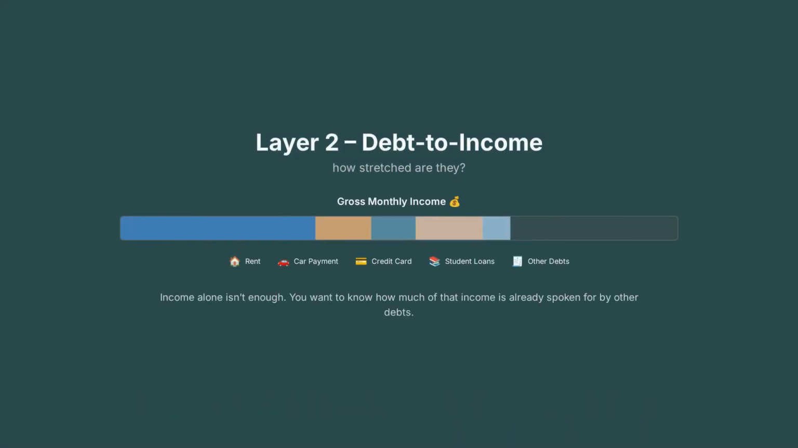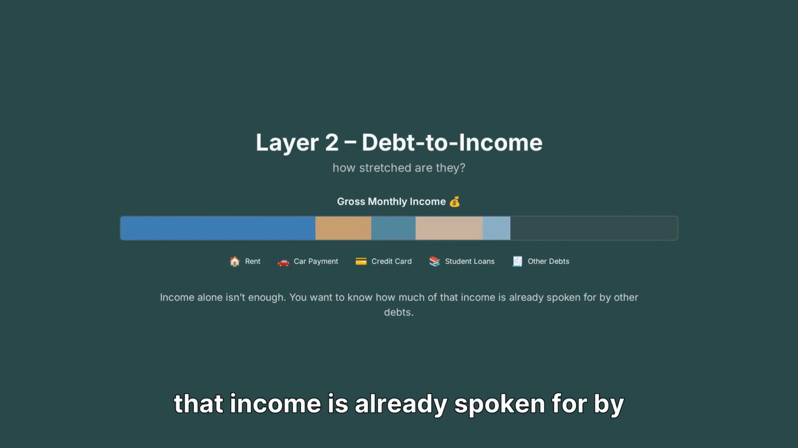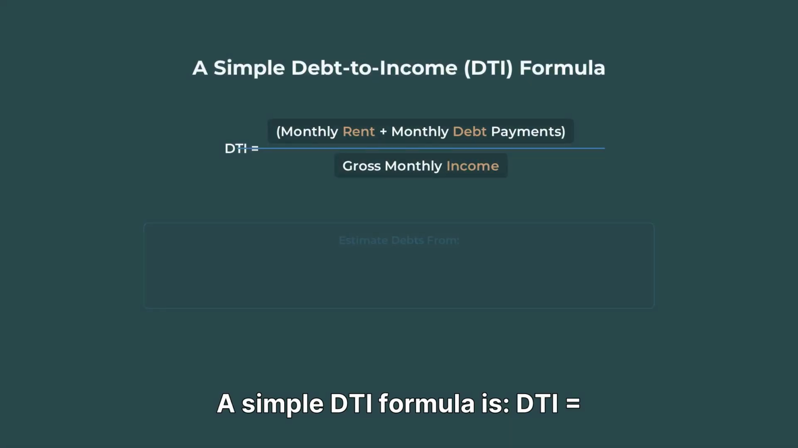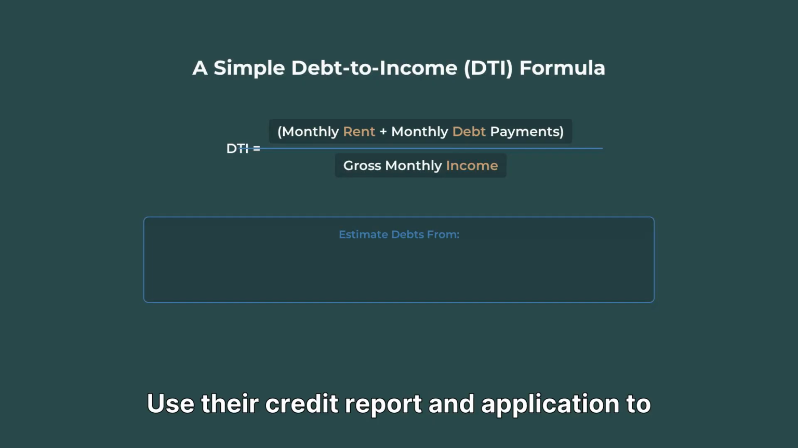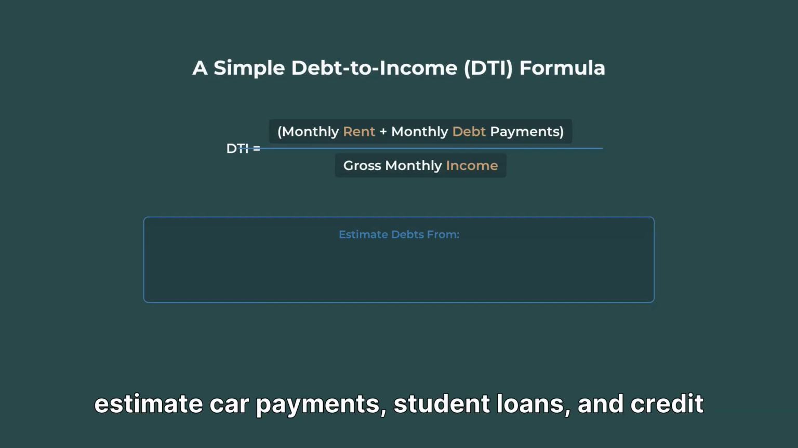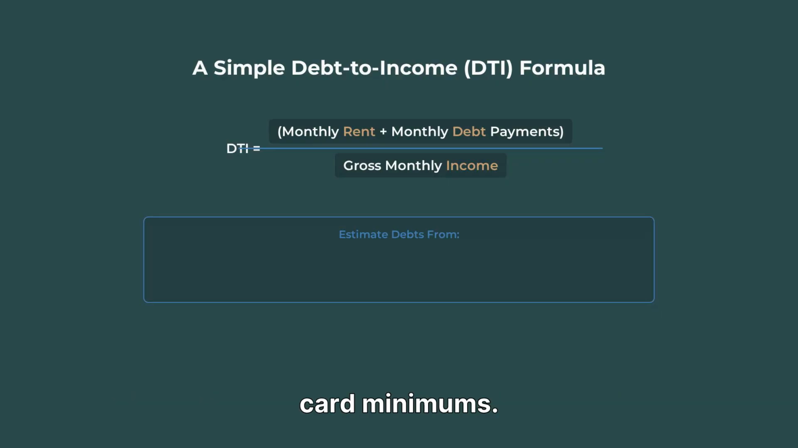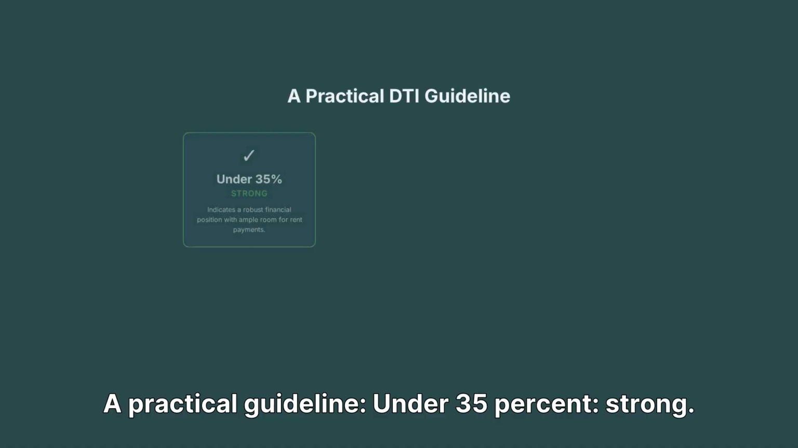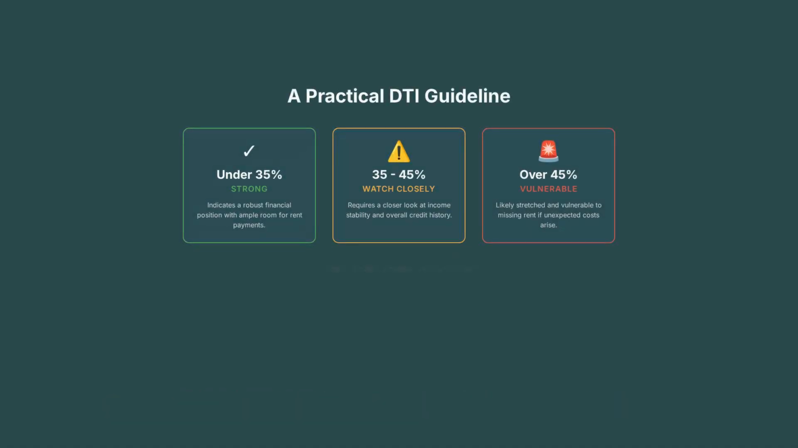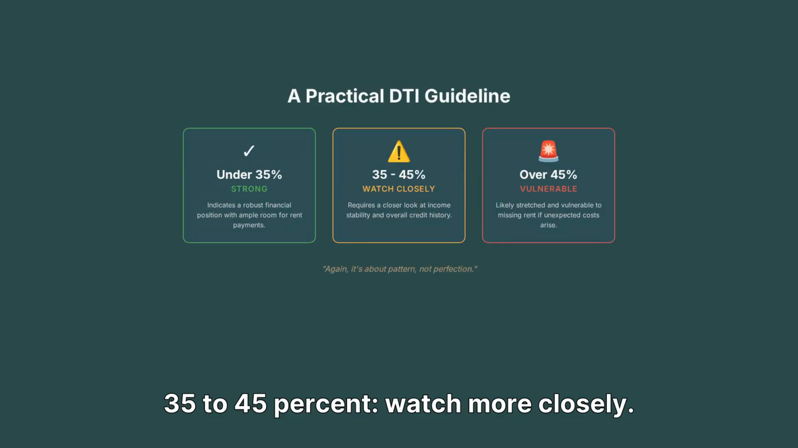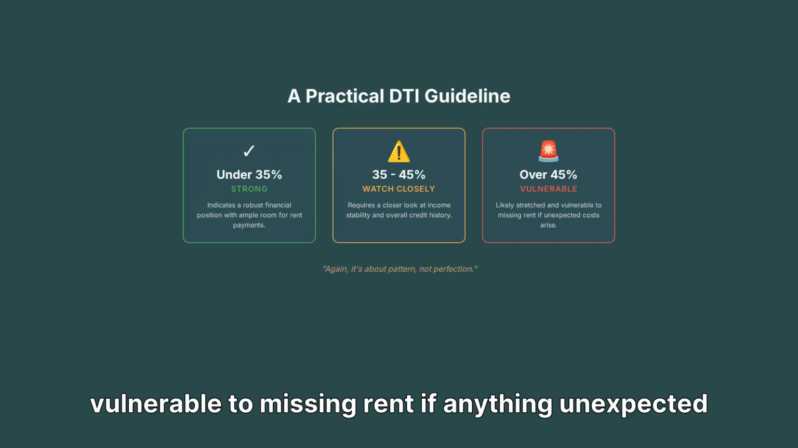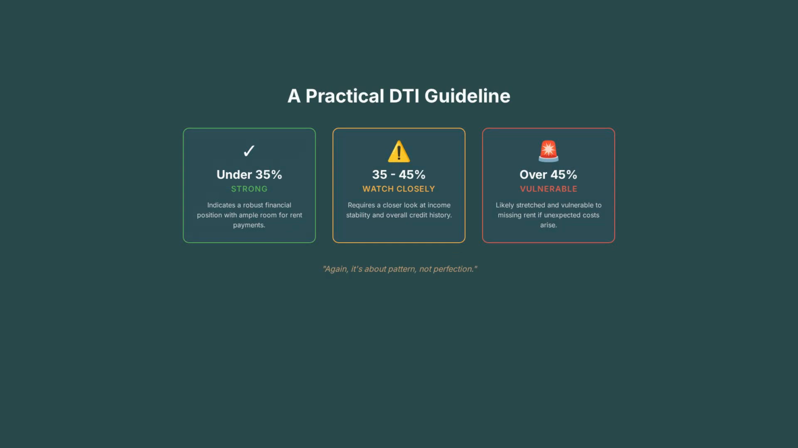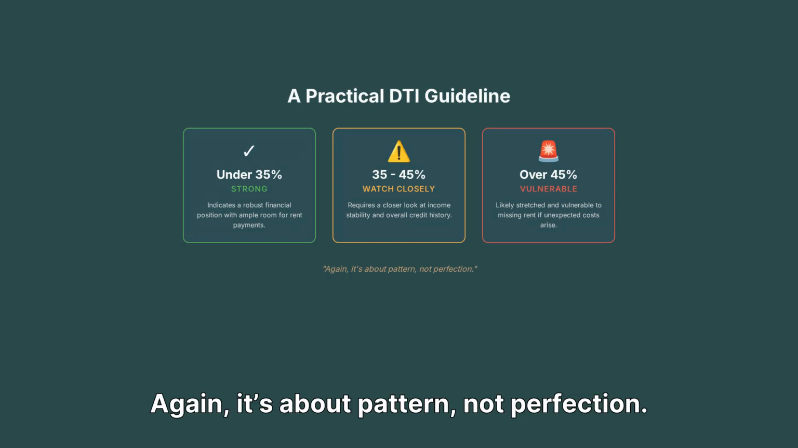Layer 2, debt to income. How stretched are they? Income alone isn't enough. You want to know how much of that income is already spoken for by other debts. A simple DTI formula is DTI equals total monthly debt payments divided by gross monthly income. Use their credit report and application to estimate car payments, student loans, and credit card minimums. A practical guideline: under 35%, strong. 35 to 45%, watch more closely. Over 45%, they're likely stretched and vulnerable to missing rent if anything unexpected hits. Again, it's about pattern, not perfection.